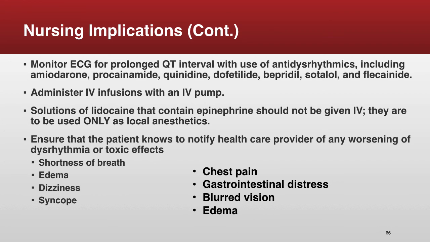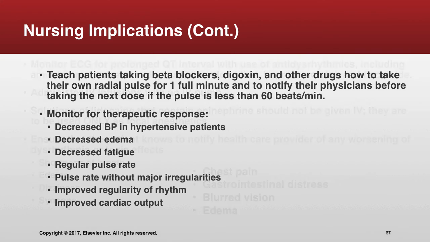You want to ensure that the patient knows to notify the healthcare provider of any worsening of dysrhythmia or toxic effects like shortness of breath, edema, dizziness, syncope, chest pain, GI distress, or blurred vision. Finally, we wanted to teach the patients taking beta blockers, digoxin, and other drugs how to take their own radial pulse for 1 full minute and to notify their physicians before taking the next dose if their pulse is less than 60 beats per minute.